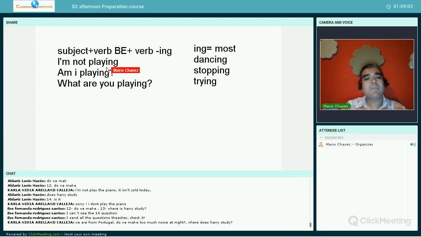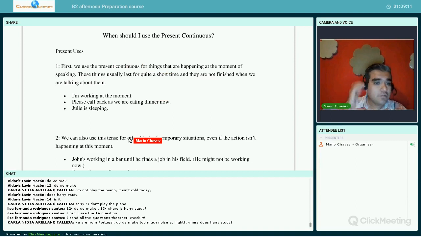And make it like this. So this is the way the present continuous works in the structure. But what about the use? There are different uses for this. First, we use the present continuous for things that are happening at the moment of speaking. These things usually last quite a short time and they are not finished when we are talking about them.